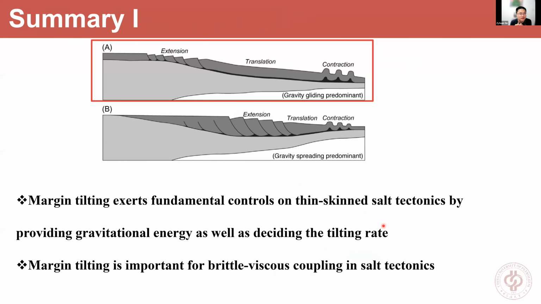A quick summary. For the gravity gliding, we conclude that margin tilting gives fundamental control on thin-skinned tectonics by providing the energy, but also by deciding the tilting rate, because how you tilt your system controls how the system deforms, the speed at which it deforms. So margin tilting is really important for the coupling.